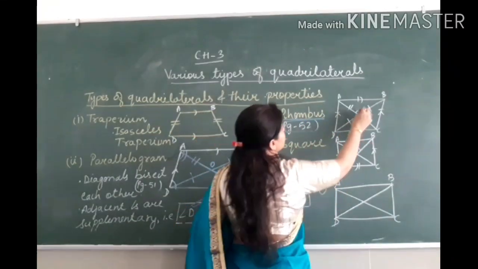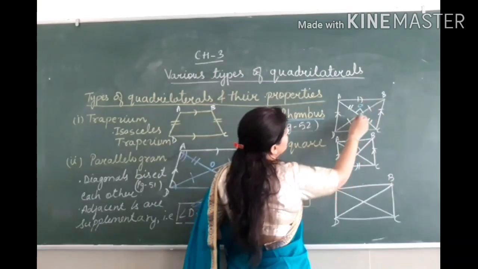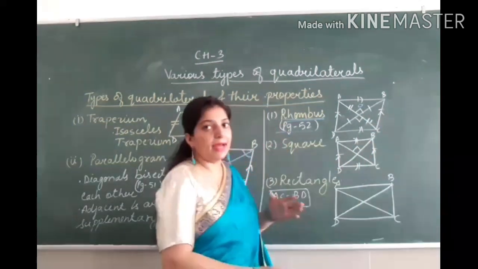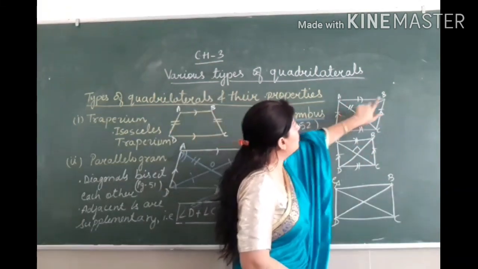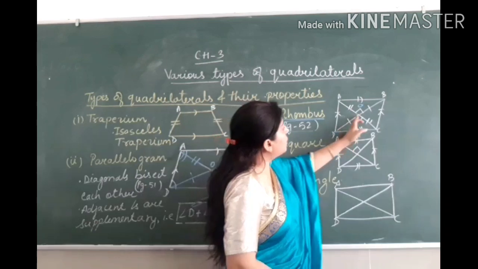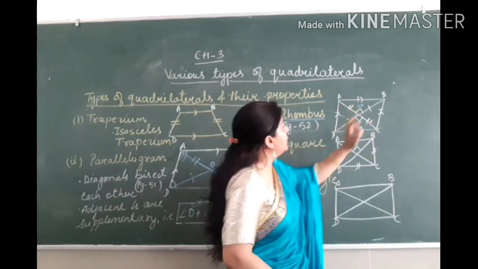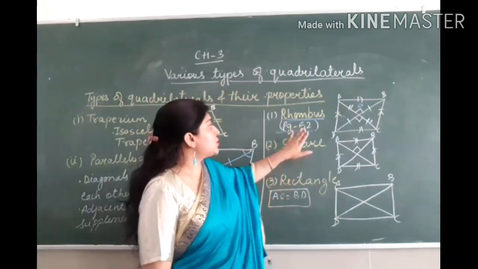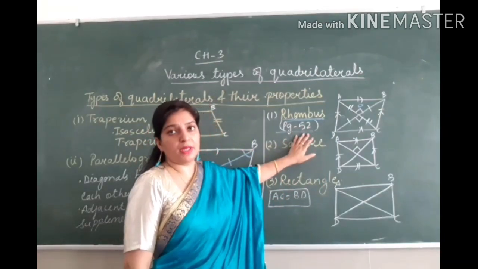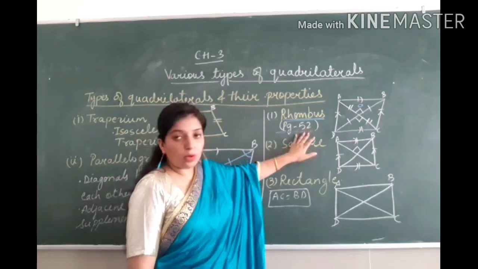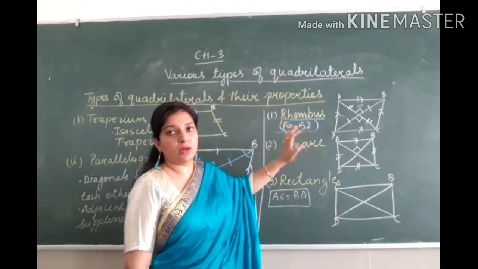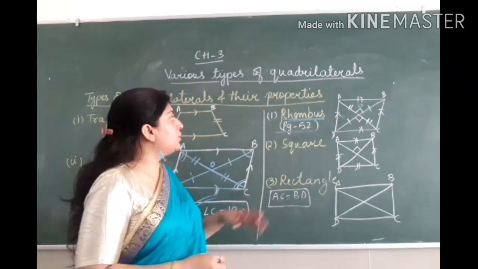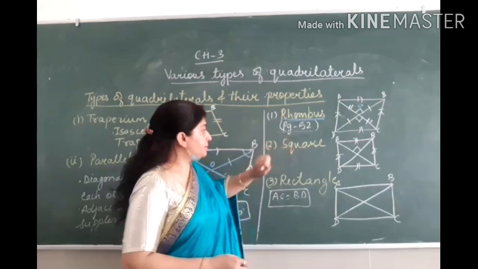So diagonals bisect each other at 90. What does it mean? If this is the point O, DO is equal to OB and AO is equal to OC. And angles AOB, DOC, AOD, BOC, they all are 90 degree angles. The proof of this property, you can go through your book, on page number 52. Previously we have already done it. Once again you can go and just revise it.